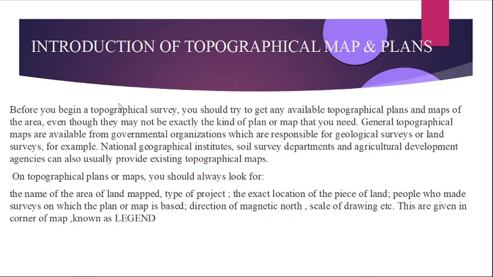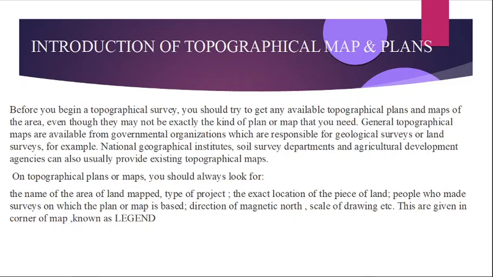Again, before you begin a topographical survey, you should try to get any available topographical plans and maps of the area, even though they may not be exactly the kind of plan or map that you need. Generally, topographical maps are available from governmental organizations which are responsible for geographical survey, geological survey or land survey, etc. For example, National Geographical Institutes, soil survey departments and agriculture development agencies can also usually provide existing topographical maps. Cadastral department can provide cadastral maps which show the boundaries of villages, cities, etc.